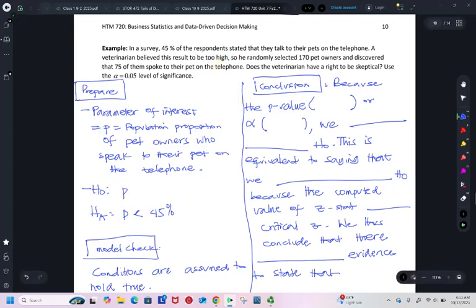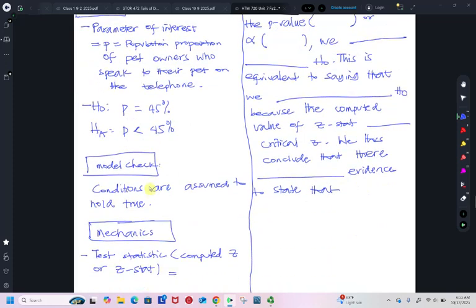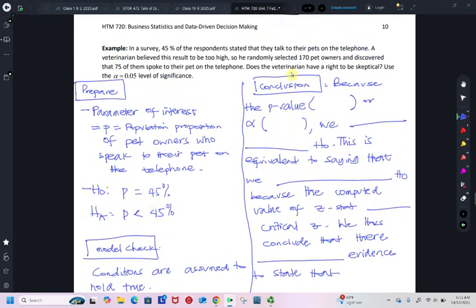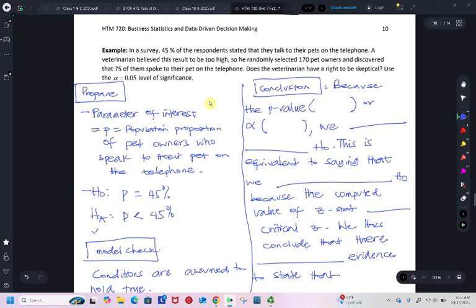Versus the alternative that it is what? The status quo, which is 45% or more. Okay? So, for our model check, we assume that the conditions hold true and would like to proceed to the mechanics. But before we do, let's note that our alpha is equal to 0.05 and our sample proportion is x over n, or 75 who spoke to their pets on the phone out of what? 170. This is the sample data.